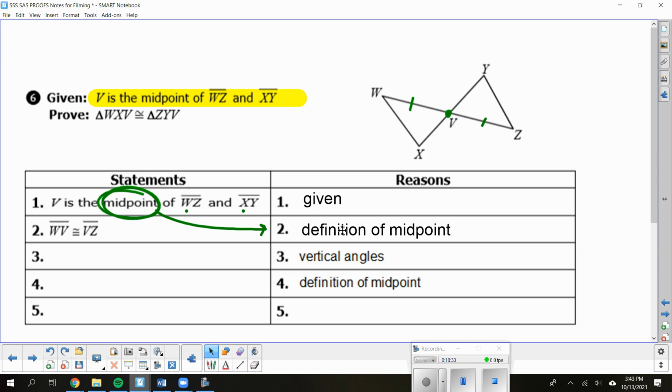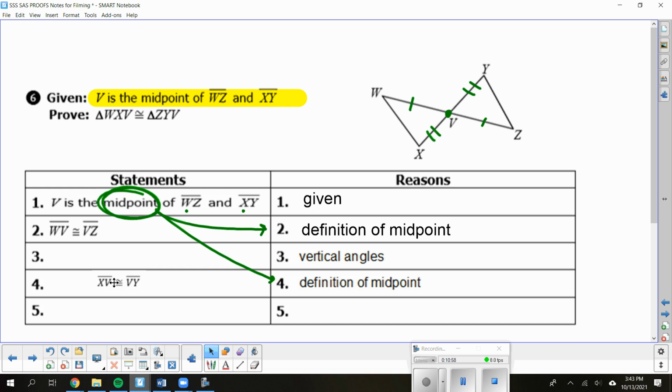I'm going to skip down to box 4 for the flow of the problem. It's the midpoint also of XY. So that means my XV and VY have to be congruent. If you notice, that's where they put the second definition of midpoint. So you need to use the second set of segments that it's cutting in half. Don't use the same segments again. You need to make sure that you're actually using the other one it's cutting in half.